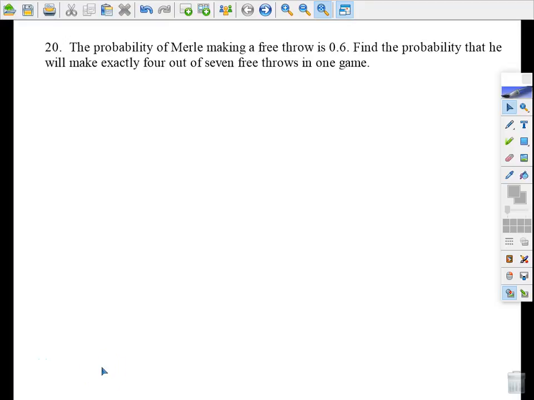Here's a couple of the problems on the Chapter 6 test review sheet I wanted to work out for you. This is number 20, which is a probability problem. What we're told is this person has a 60% probability or likelihood of making a free throw. So let's write down the given percentage. That's just another way of saying 60% in decimal form.